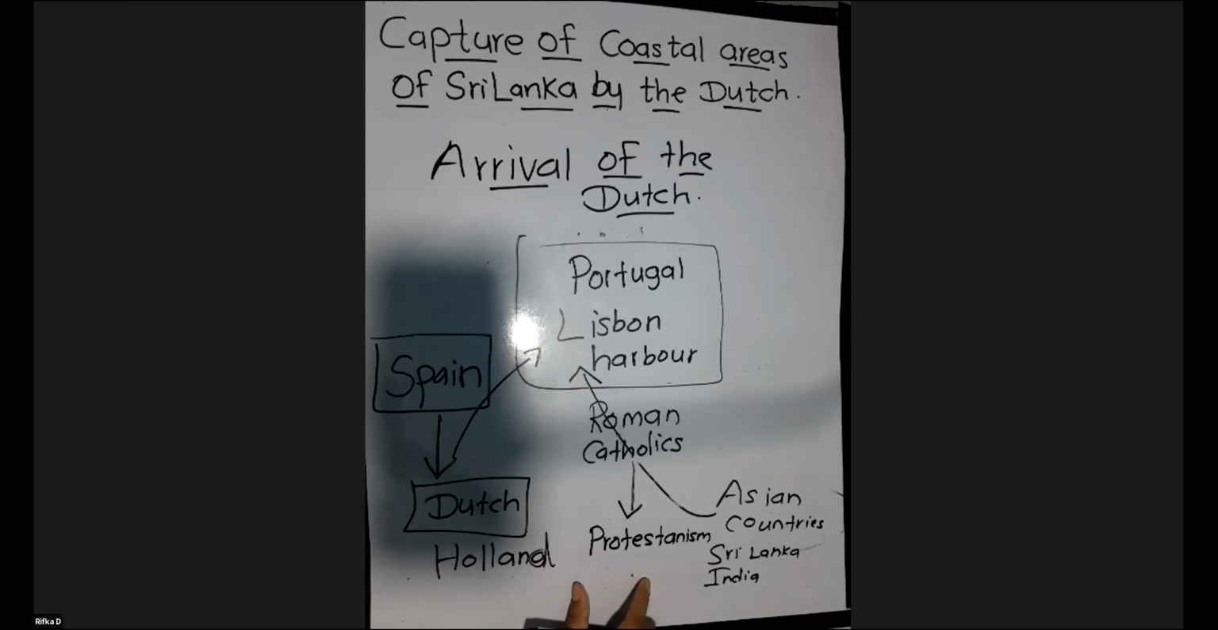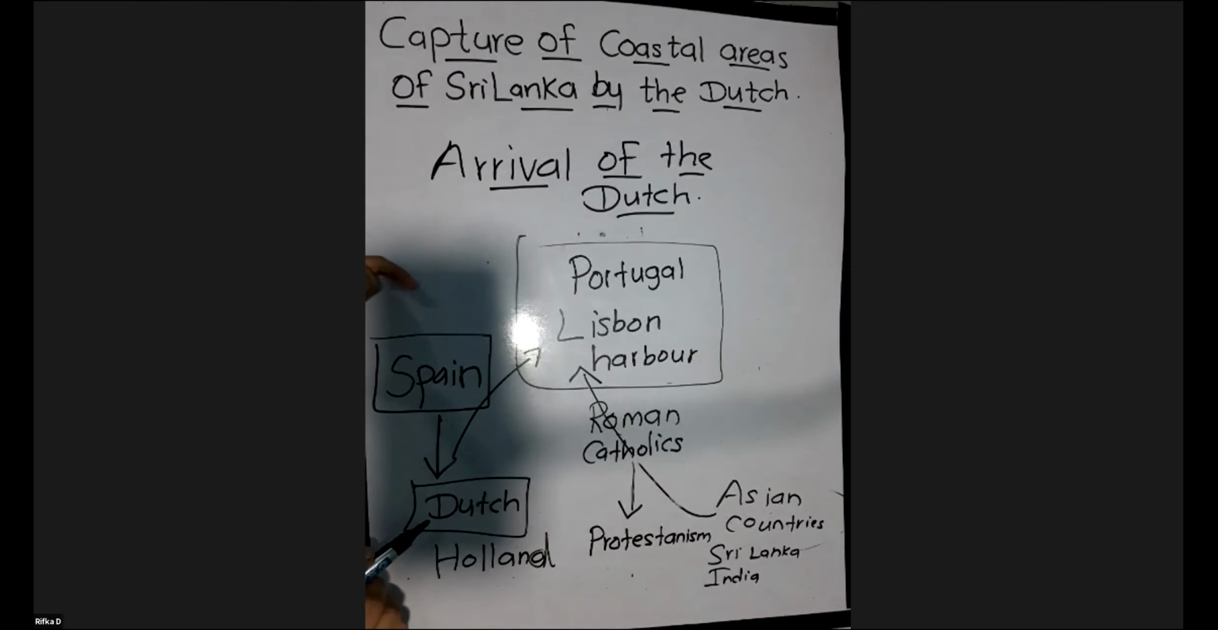Now, children, among these European countries, one country was following Roman Catholicism, and the other was following Protestantism. So there were religious controversies between these nations too. Okay, so keep that in your mind. Now let us come again to our story.